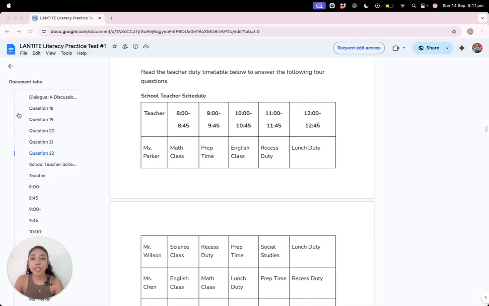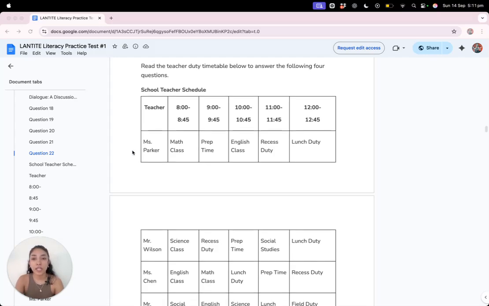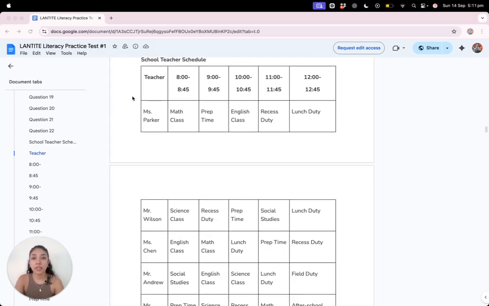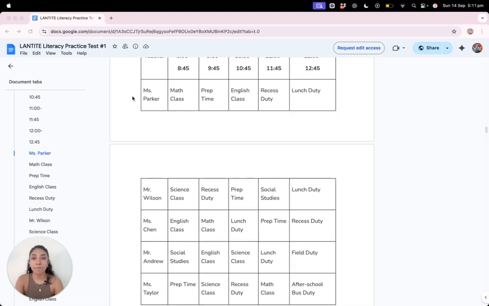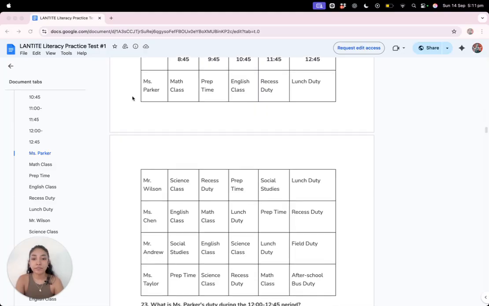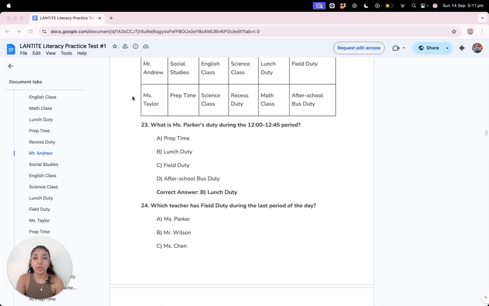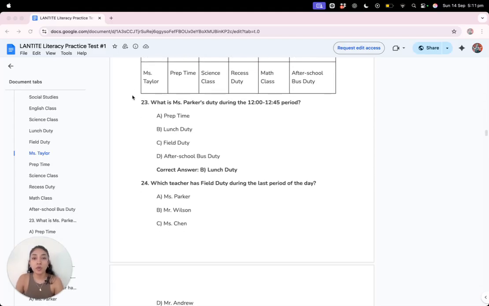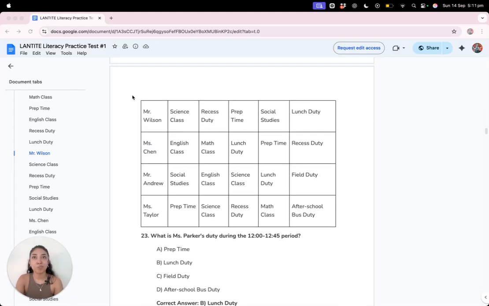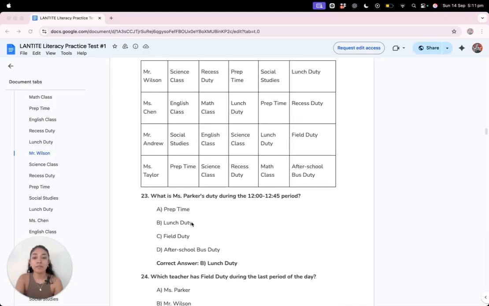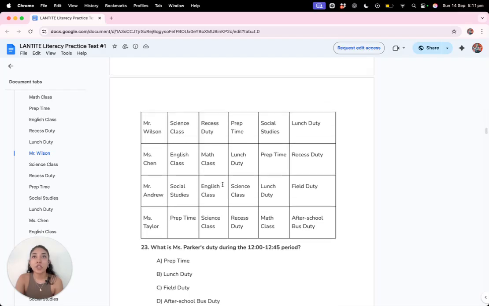So now we're going to read the teacher duty timetable below to answer the following 4 questions. So here we have a school teacher schedule. I'm not going to go through the schedule. I'm just going to let you pause the video if need be and have a look at it. Here you go. And I'm going to go straight to question 23. So what is Miss Parker's duty during the 12 to 12:45 period? It is B, a lunch duty. And we can see that Miss Parker's schedule shows that she's assigned to the lunch duty during the periods 12 to 12:45.